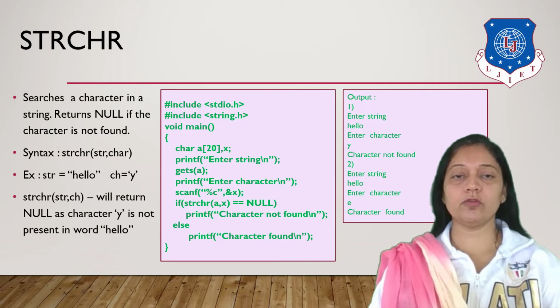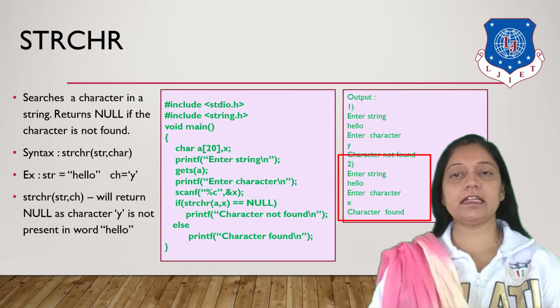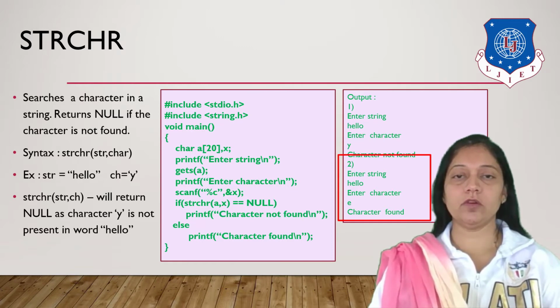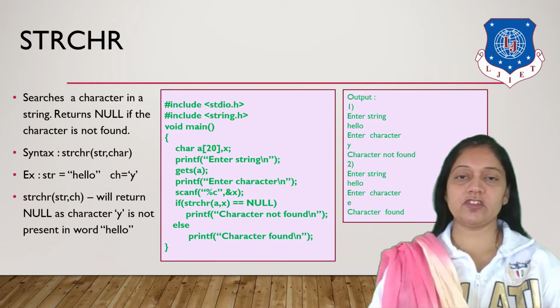In the second output, you can see that I've entered the string hello and the character that I've entered is e. Now e is present in the string hello, so I'll not get null. So the condition in the if would be false, and since it is false, it will go to the else part and it will display the message character found. So this is the program for strchr to test whether a character is present in the string or not.